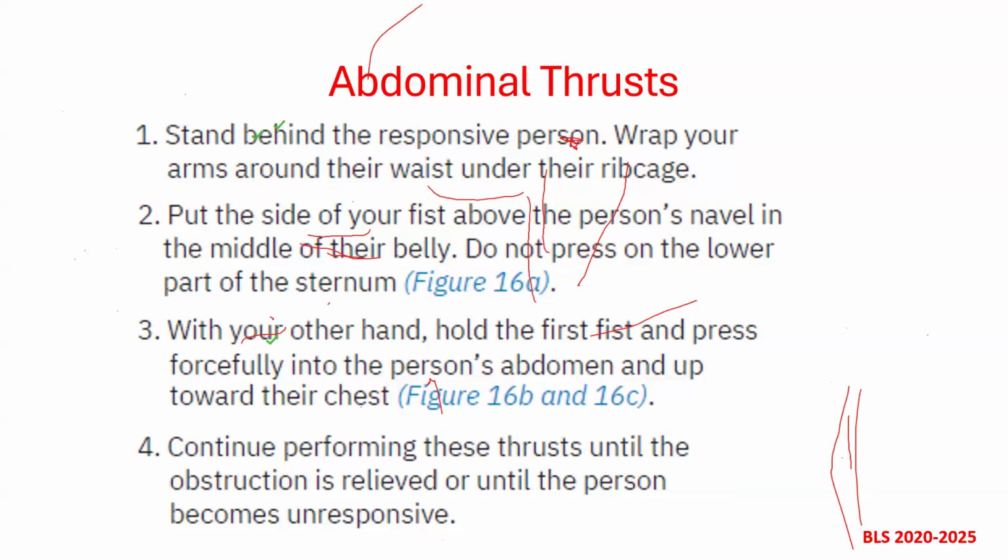Wrap your arms around their waist, under their rib cage. Put the side of your fist above the person's navel in the middle of their belly. Do not press on the lower part of the sternum. It has to be between the sternum and the navel. With your other hand, hold the first fist and press forcefully into the person's abdomen up toward their chest. Continue performing these thrusts until the obstruction is relieved or until the person becomes unresponsive.